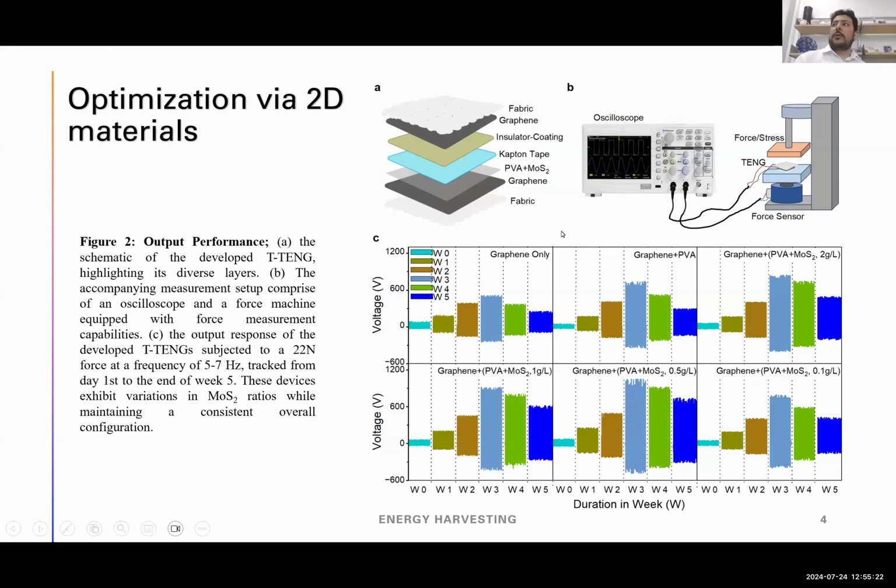So we made 6 devices: with only graphene, without the molybdenum disulfide and PVA layer, with only PVA, and then increasing the ratio of molybdenum disulfide from 0.1 to 2 grams per liter. So you can see here there are some points which I want to share with you, like the PVA gel.